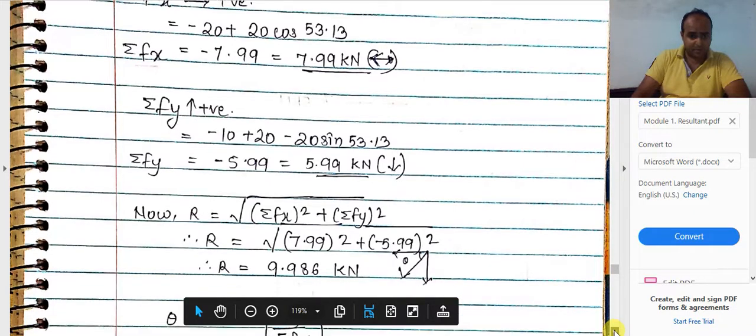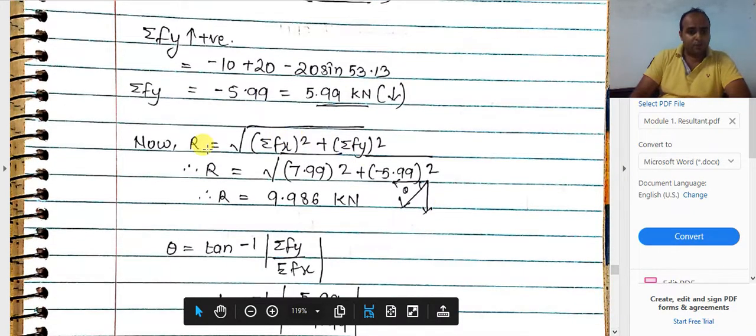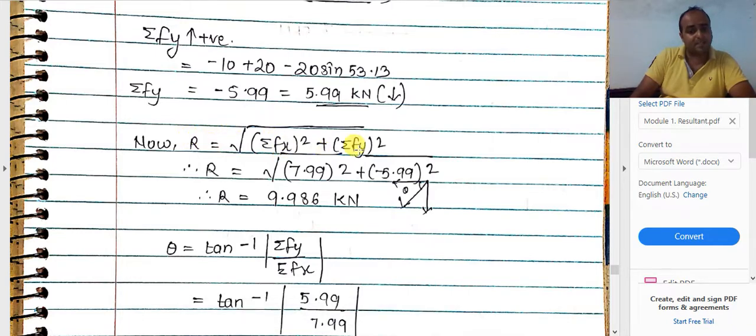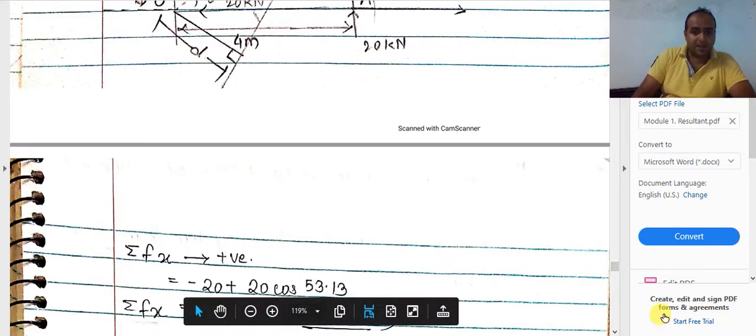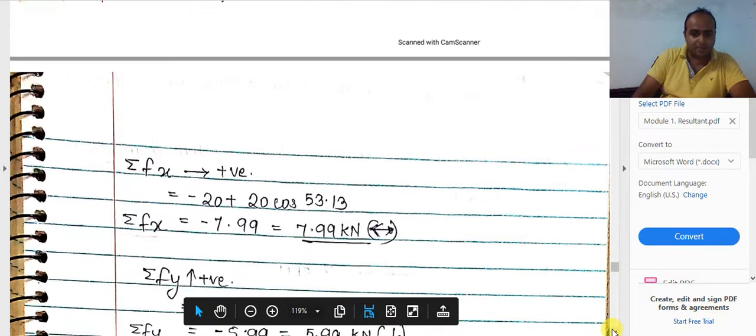This is the third step. Step 4, to find out the magnitude of the resultant, that is R, is equal to root of summation Fx square plus summation Fy square. It will give me R is equal to 9.986 kilonewton. Why have I shown the direction of R towards the third quadrant? Because summation Fy is vertically downward and summation Fx is towards the negative x-axis, as you can see.